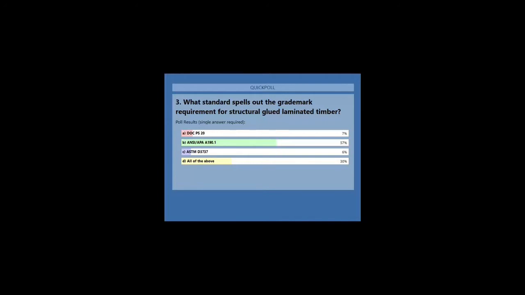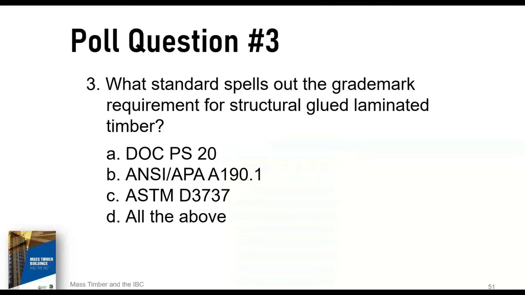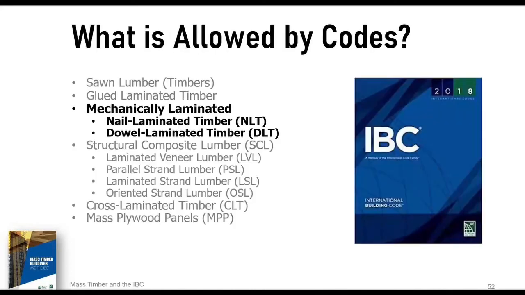Okay, Jim, let's hand it back to you. The correct answer on this one is B. The grade mark requirements for structural glue laminated timber are found in A190.1. Folks are paying attention. Thank you for that.